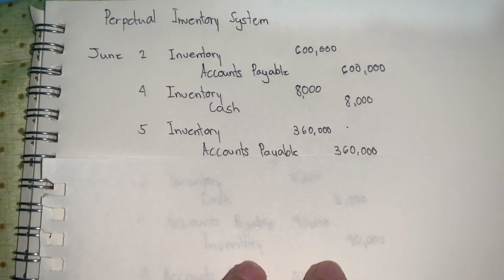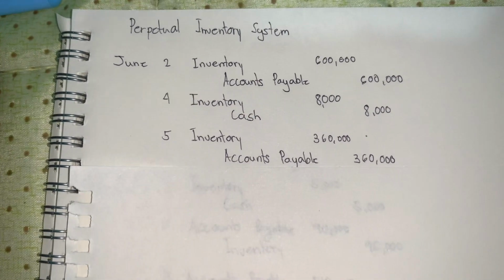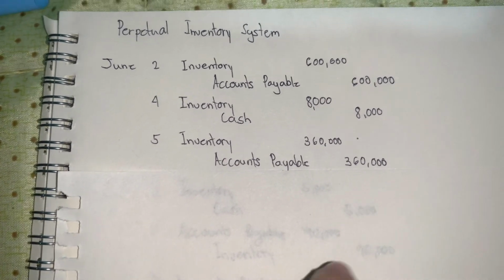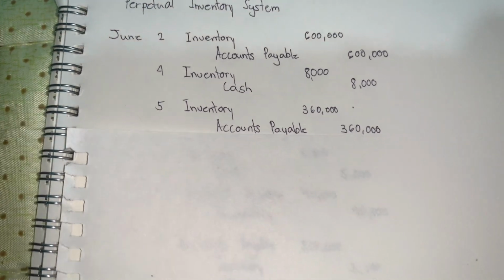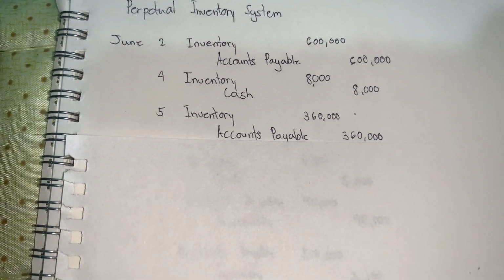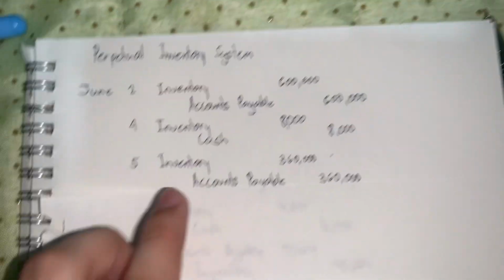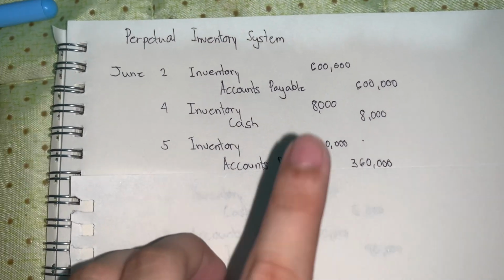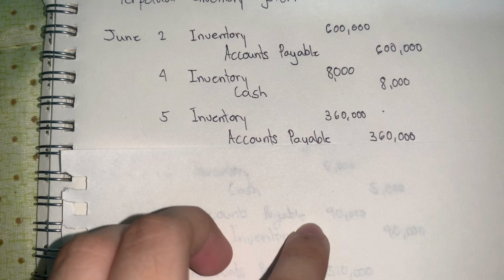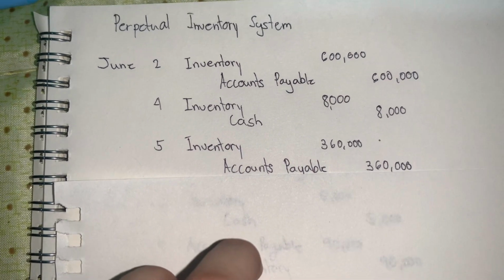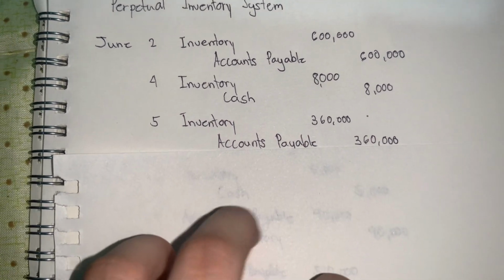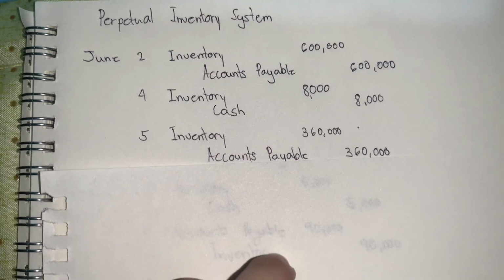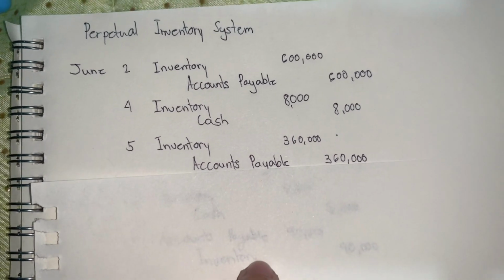While in June 5, here's our entry. We debit inventory for 360,000 and accounts payable for 360,000. Again, it's the same entry as June 2. So we come up with this figure, 360,000, by multiplying 600 tires at the price of 600. So that's why we come up with 360,000.